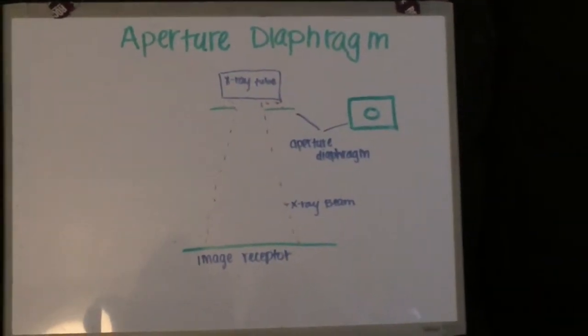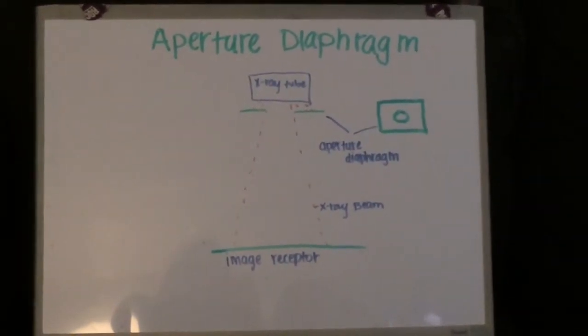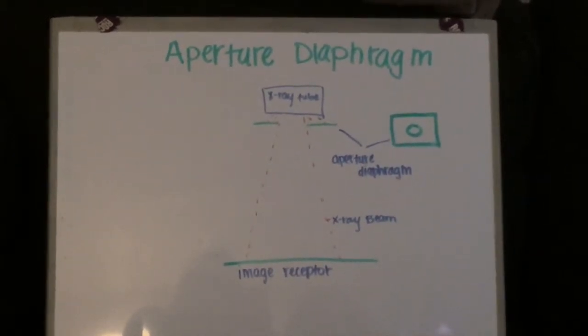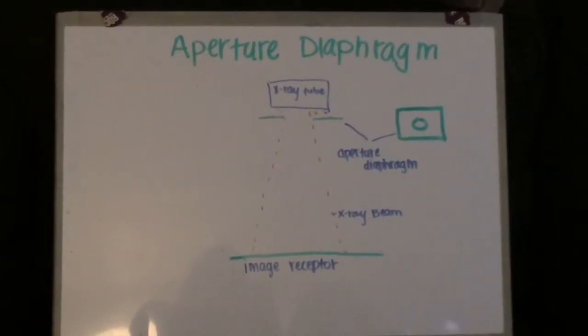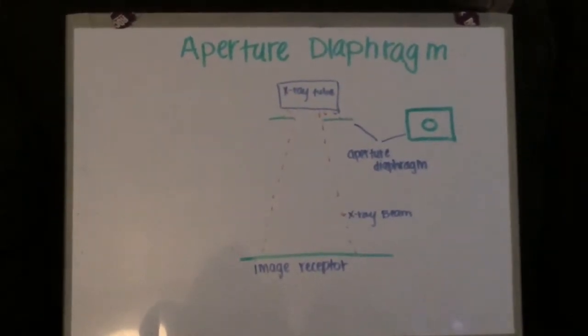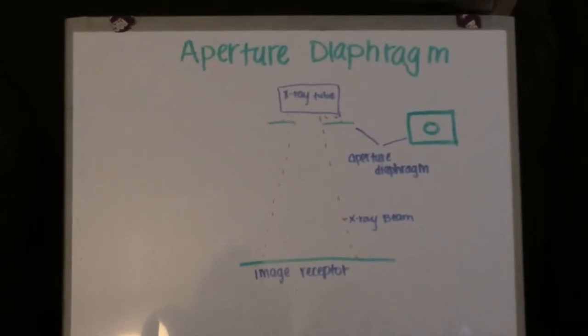So here is a drawing of an aperture diaphragm. As you can see, the X-ray tube is right above where the aperture diaphragm sits, and you can see that only the beams that go through the aperture are able to hit the image receptor. The beams that don't go through are absorbed by the lead of the lead aperture diaphragm.